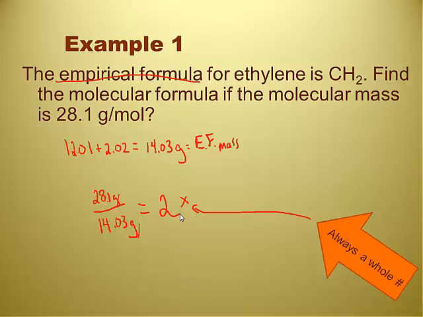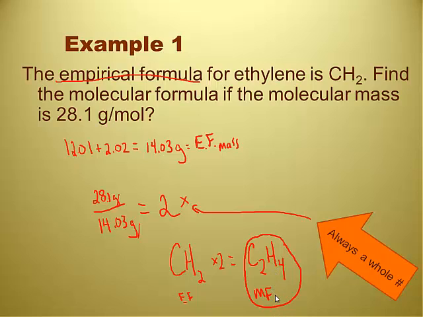What that means is that for CH2, we have to multiply everything by 2. That's the empirical formula. The molecular formula, after I multiply things by 2, is going to be C2H4. And this is my molecular formula, which is the actual formula of the compound. Right, that's the actual formula, the real formula.